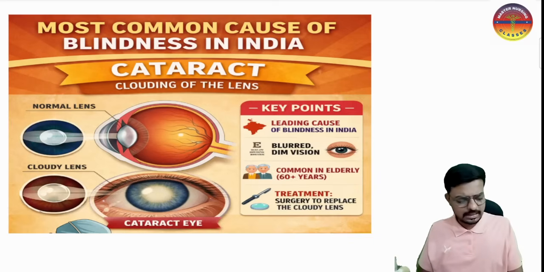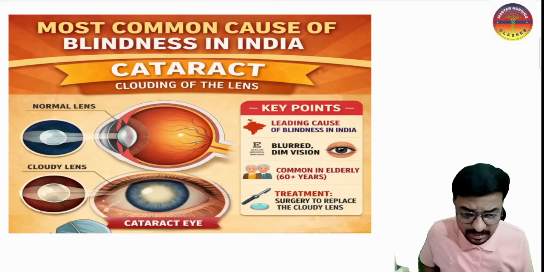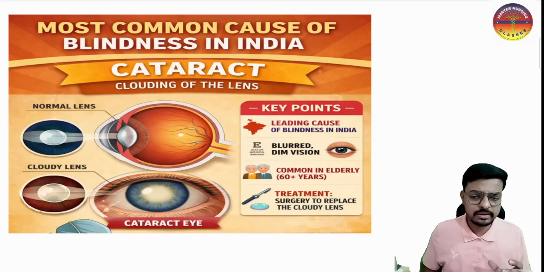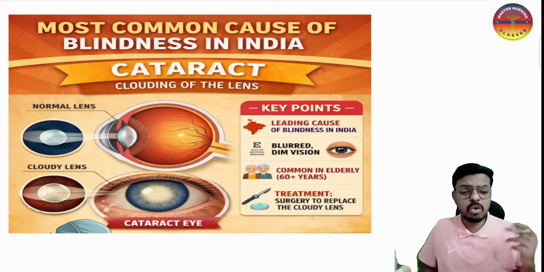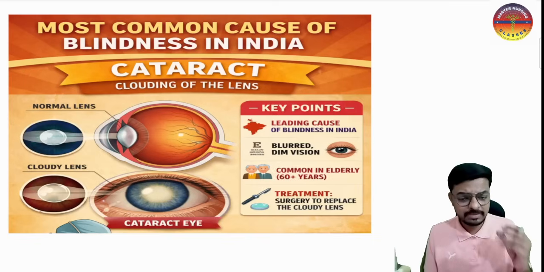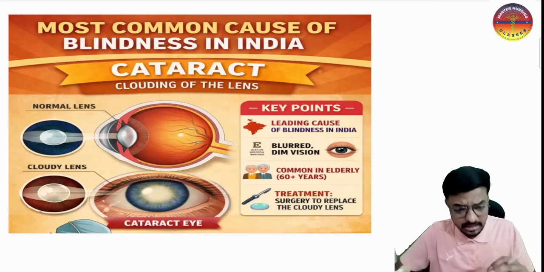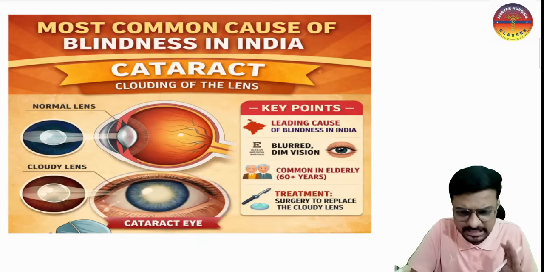If this lens becomes opaque, that is what you call the cataract. Cataract is the opacity or cloudiness of the lens. Why does it happen? It happens mainly and mostly due to the aging process. It is usually seen in old age people, which is called senile cataract. The most common type of cataract is the senile cataract. That is the most important, and we will discuss that.